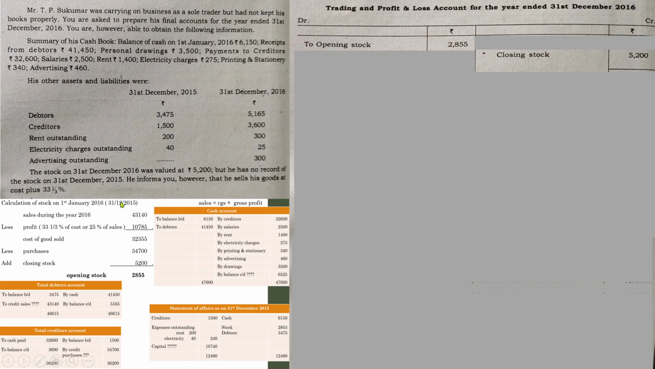So now we have gone through the computations and found out the opening stock. Whenever there is opening stock, closing stock is also there, so we write down the closing stock also. Next one, debtors, to find sales, 43,140. After that, we prepare the creditors account so as to find purchases, 34,700. So we have recorded all the details with regard to the information given in the question.